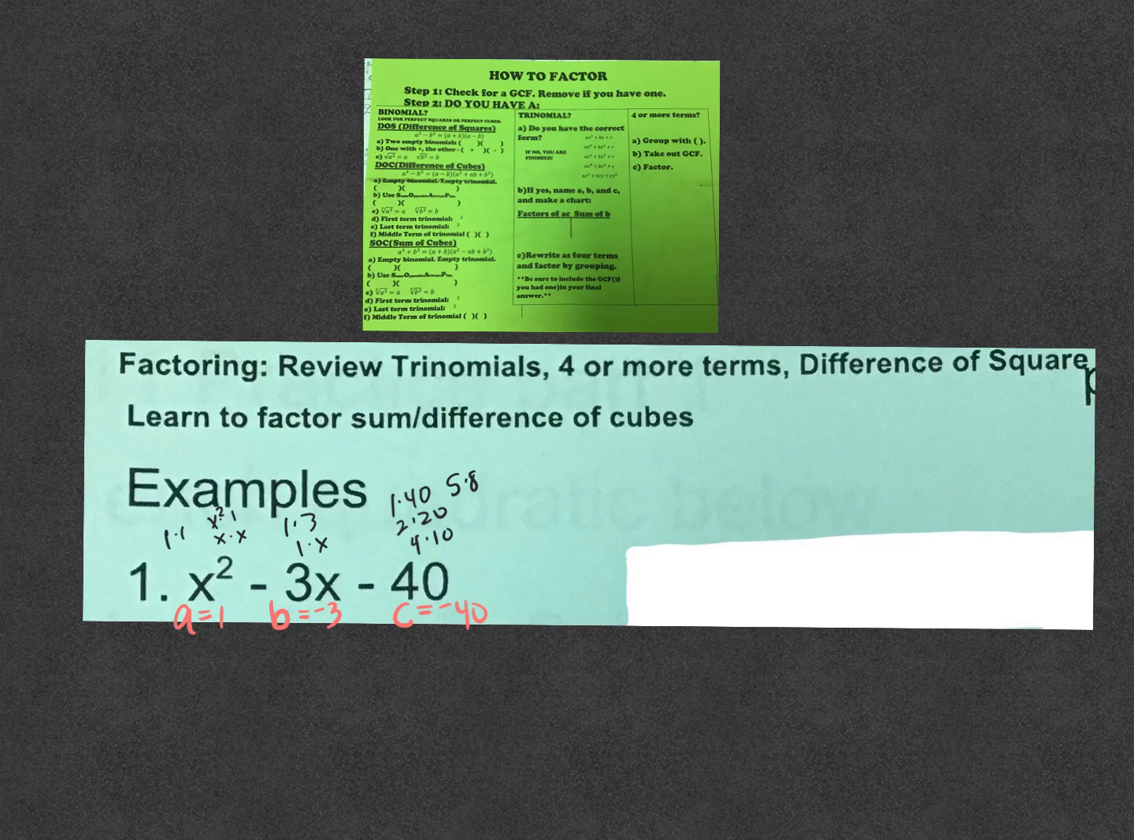Now I'm going to make a chart. I want factors of A times C in the first column. I should have made that chart a little lower. I'm going to erase there. You may need to erase also.